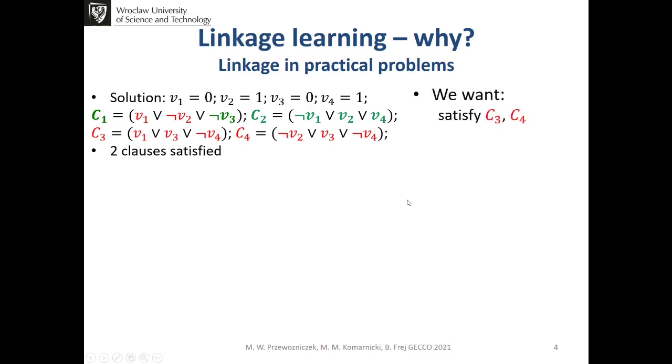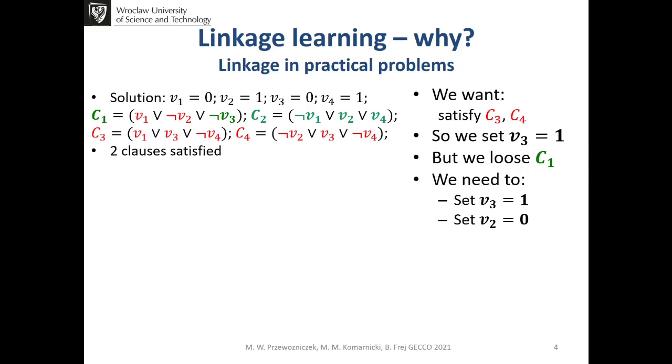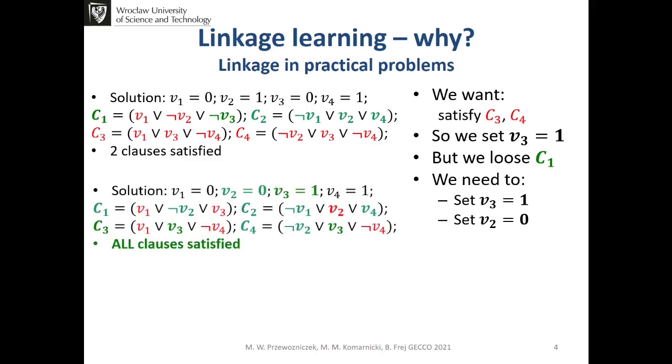So what do we want? We want to satisfy C3 and C4. What we can do, we can set the value of third variable to 1. However, if we do this, then we will lose the first clause. It will not be satisfied anymore. So what we need to do is set the third variable to 1 and the second variable to 0. And if we do this together, then we'll get the solution which satisfies all 4 clauses.